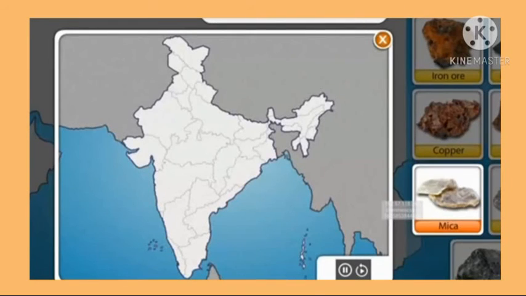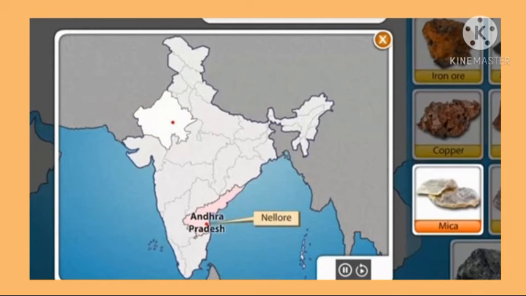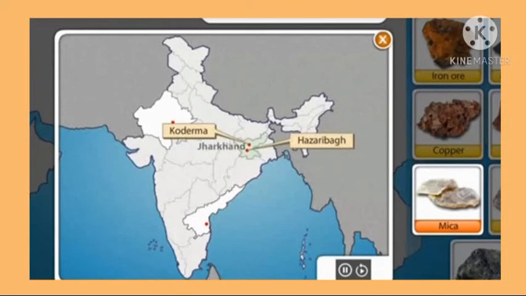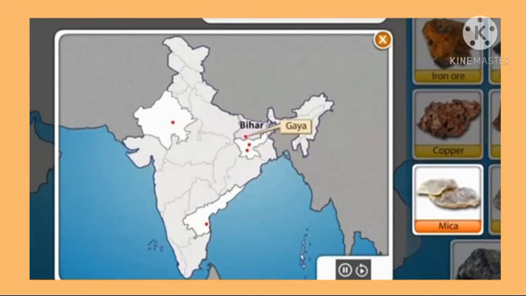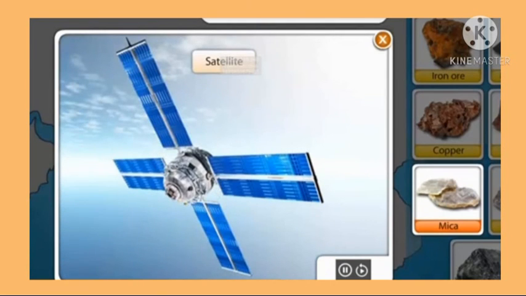Mica, a leaf-like non-metallic mineral, is used in the electronics industry. It is mined in and around Ajmer in Rajasthan, Nellore in Andhra Pradesh, Kodarma and Hazaribagh in Jharkhand, and Gaya in Bihar. Mica is increasingly used in making equipment that face very high temperatures, like rockets and satellites.